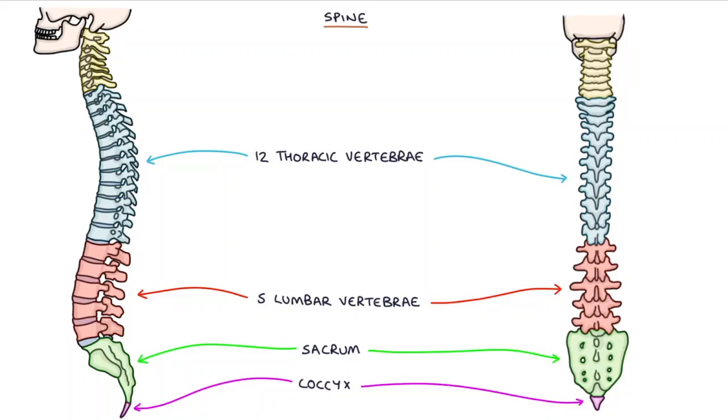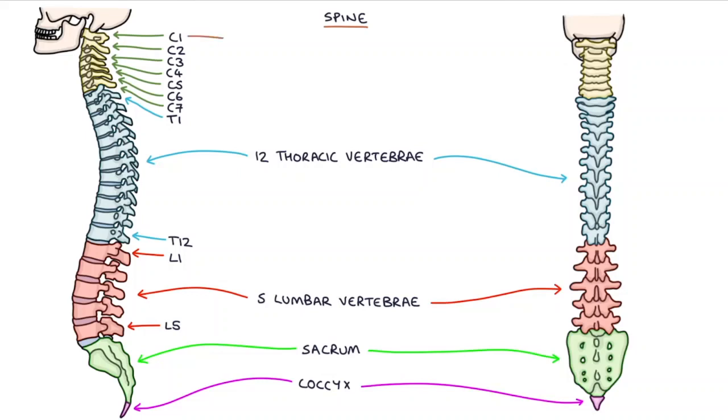Vertebrae are numbered from the top down, so C1 connects to the base of the skull, and this is followed by C2, C3, C4, C5, C6, and then C7, which connects to the first thoracic vertebra called T1. You then get T1 to T12, then L1 to L5, and then the sacrum. C1 and C2 have special names. C1 is called the atlas, and C2 is called the axis.